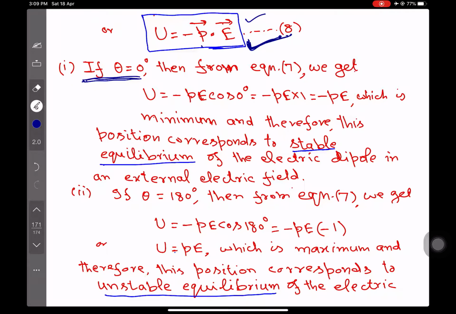Then from equation 7 we get U equal to minus PE cos 0 degree, equal to minus PE cos 0, is 1, equal to minus PE. Now this energy is minimum. Now one thing you have to remember forever: for maximum stability of a system, its energy should be minimum. If the energy of a system is minimum, then its stability will be maximum.